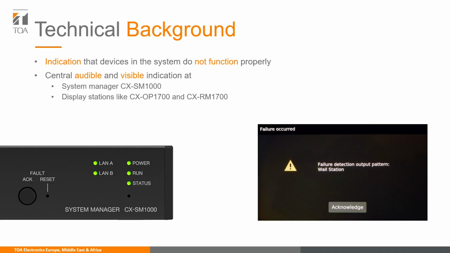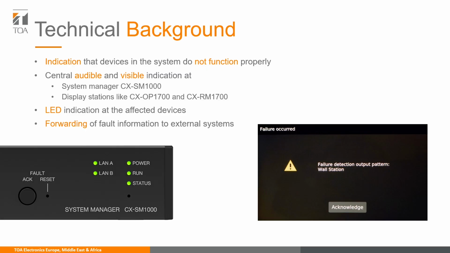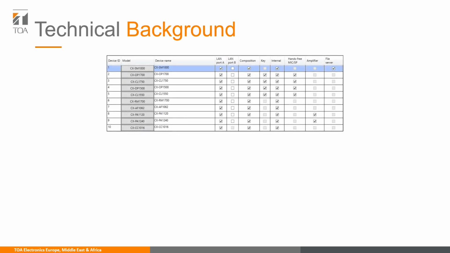Another option are the display stations like CX-OP1700 and CX-RM1700. In the display, you can get, for example, a general fault message or more detailed descriptions for specific devices. If the faulty device is not entirely out of order, it can also indicate its own malfunction via an LED. And the fault indication is not limited to the CX devices, it can also be forwarded to external systems. Let's have a closer look at the specific monitoring features.